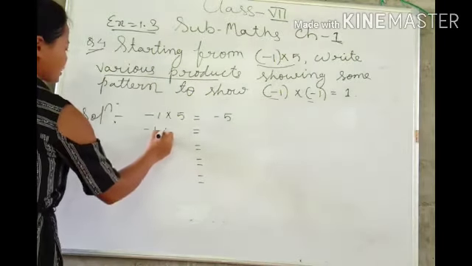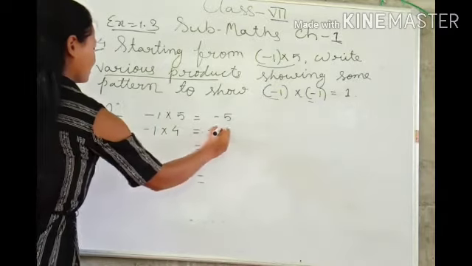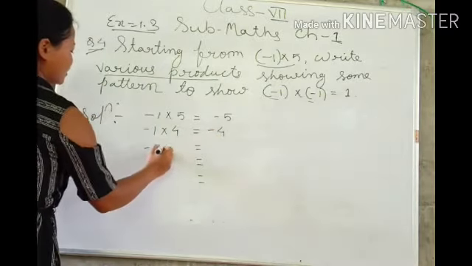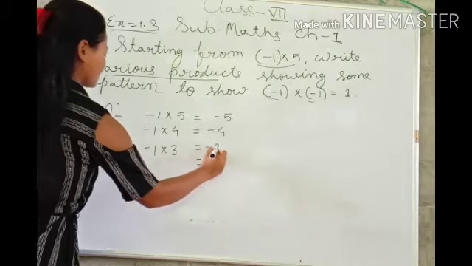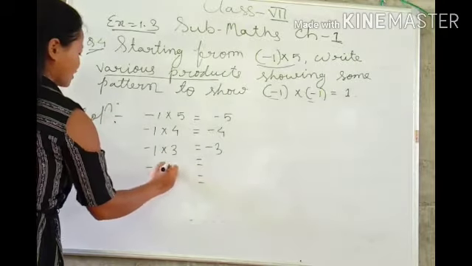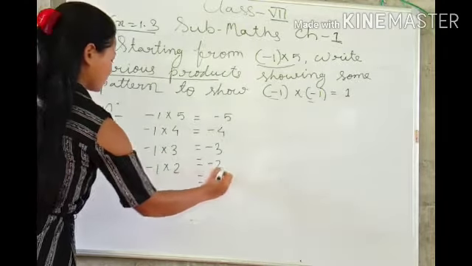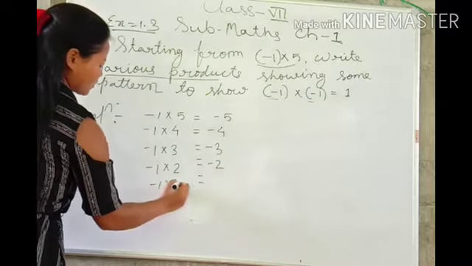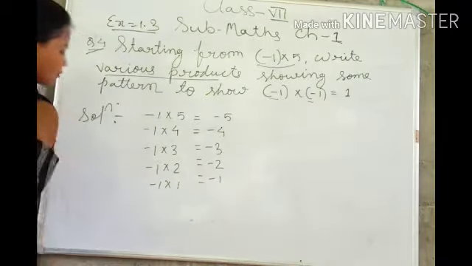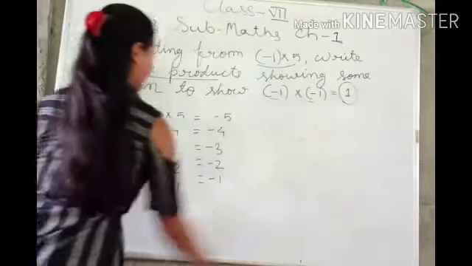-1 into 4. What is the value? -4. Again -1 into 3. What is the answer? -3. Now again -1 into 2. What is the answer? -2. Now next, -1 into 1. How much will you get? -1. But what we need is +1, isn't it? So we are only getting -1.